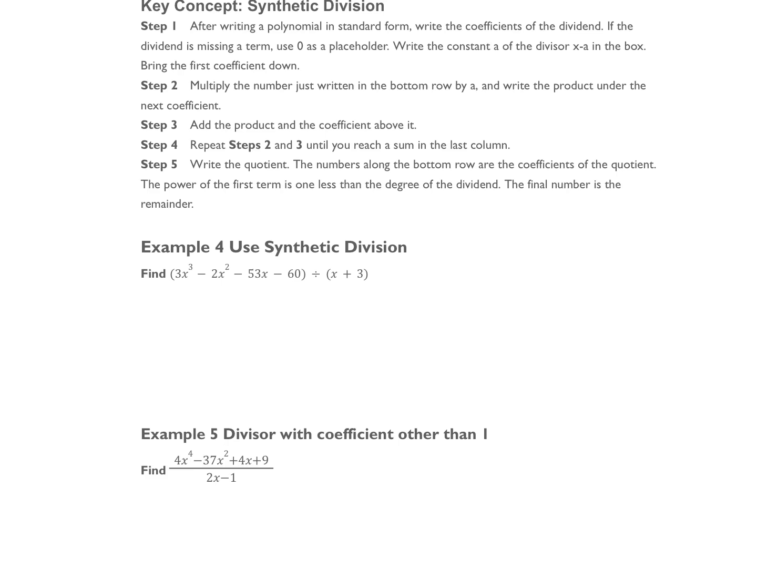And then we're going to write the constant a of the divisor x minus a in the box. So it's supposed to be x minus a. If it's x plus a, then it's like subtracting a negative. It becomes adding a positive. So we're going to write the opposite, which would be negative 3 in the box. So in this case, since it is x plus 3, we're going to write a negative 3 in the box. And then we're going to write our coefficients out: 3, negative 2, negative 53, and negative 60, like that. Now, the very last part of step 1 is bring the first coefficient down.